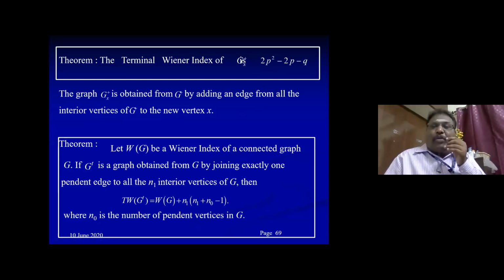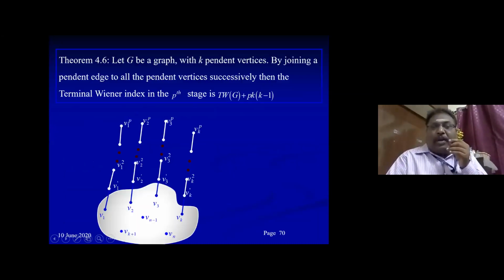The new graph will have p plus q edges, but I don't bother about that. New vertices and new edges. I know the original graph with p vertices and q edges. The resulting terminal Wiener index is 2p squared minus 2p minus q. That is the beauty here. Fine. Next, look at here.